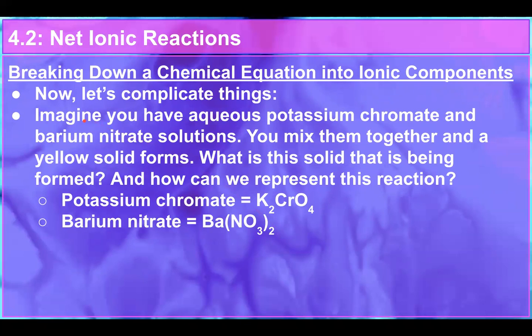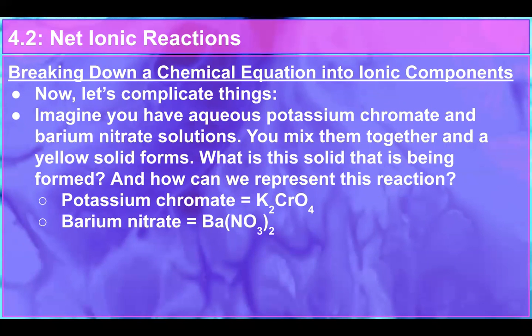So we're going to look at a specific example here. We have potassium chromate and barium nitrate solutions. Both of these are aqueous solutions, meaning that the potassium and the chromate are dissolved within the water in their solution, and then the barium and the nitrate ions are dissolved in their solution. But we're going to put them together, and when that happens, we're actually going to form a yellow solid, which means that when we put those two solutions together, a precipitate has formed. So that is an indicator that a chemical reaction has occurred.